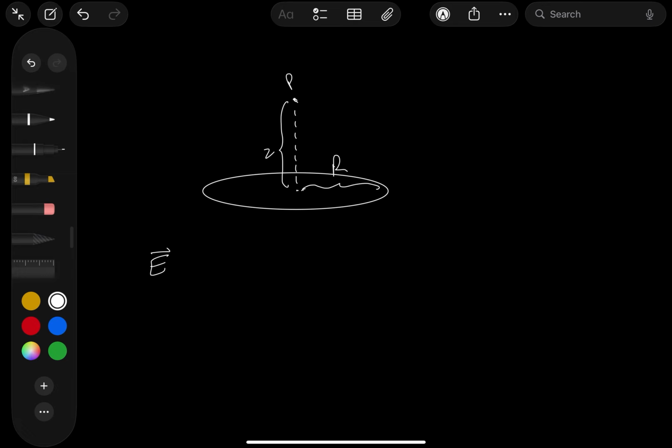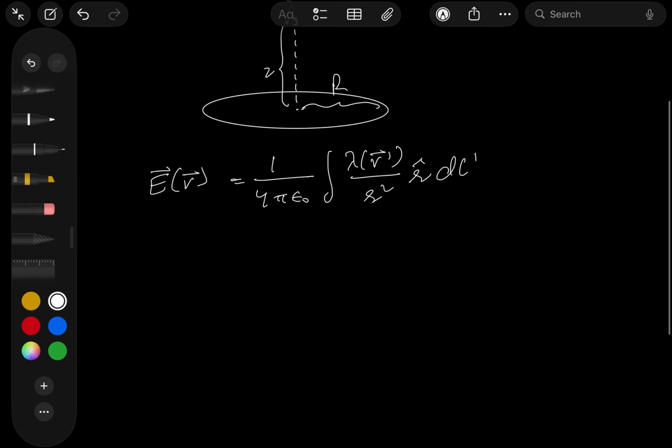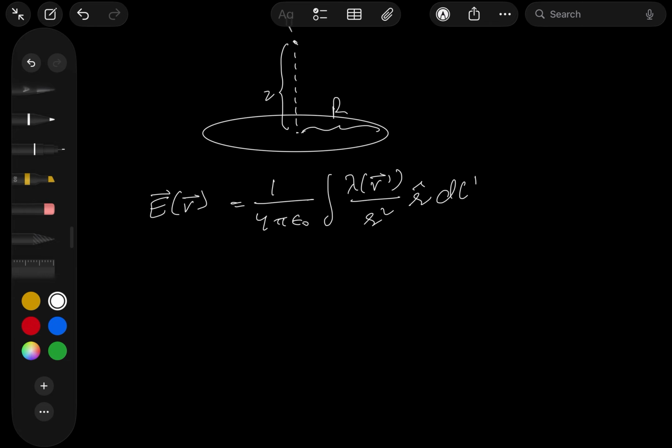So let's first write down the electric field equation. It's 1 over 4 pi epsilon naught, and we have lambda of r prime over r square r hat dl prime. Now with this, let's first write down the vector r, which is going to be r minus r prime.